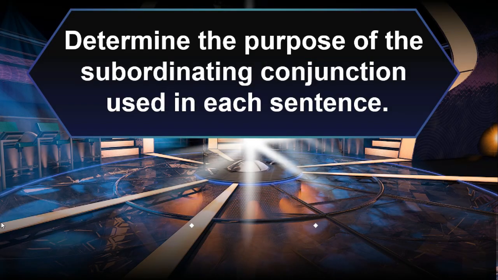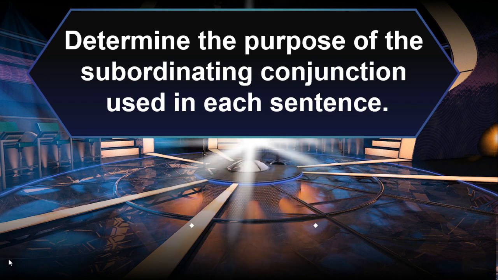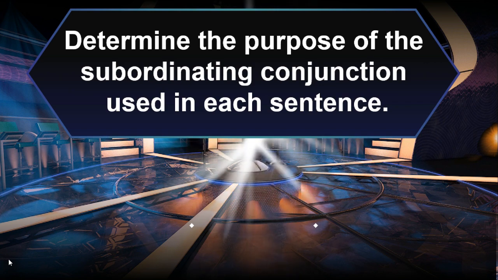Terrific! Thank you and congratulations for responding to our English Joe adventure. You're starting to impress me, my awesome grade 6 learners. Are you ready for more adventure? Ready! Well then, I'll give you extra Joe adventure. In this activity, you will determine the purpose of the subordinating conjunction used in each sentence.